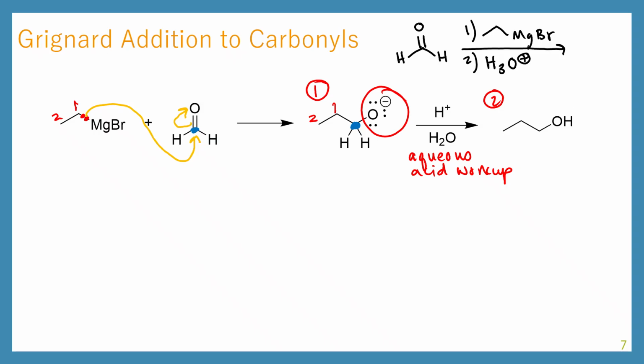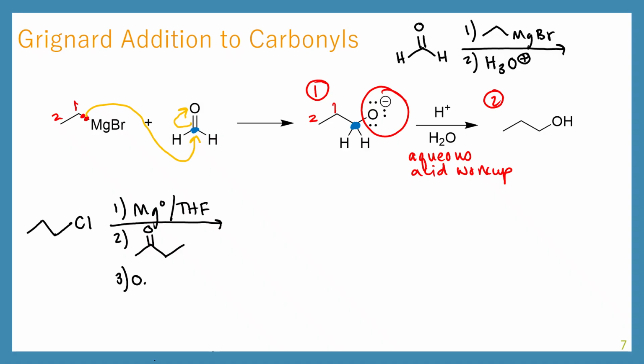But there's another, more interesting way that you can see Grignard problems as well, and that involves starting with an alkyl halide. So in step 1, you would add in magnesium in whatever ether. In step 2, you would add in a ketone or an aldehyde. And then in step 3, some sort of conditions that indicate acid and water.